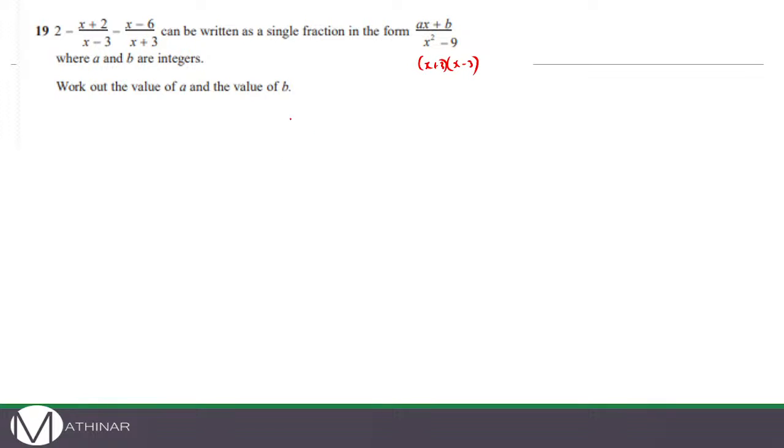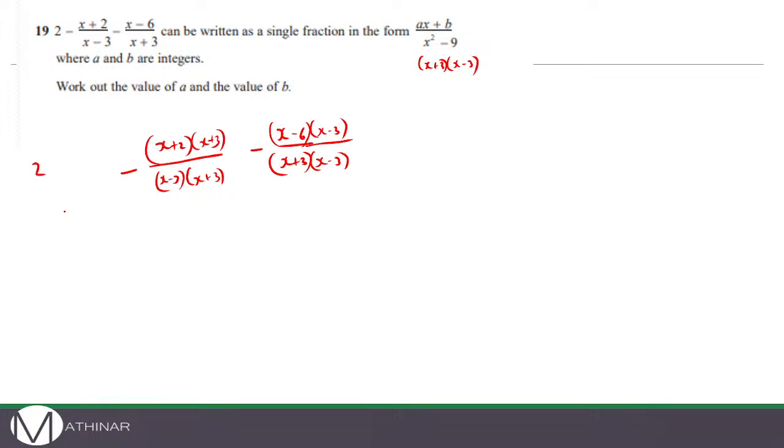If I start with the one on the right, right now I have x minus 6 over x plus 3. If I want this to be x plus 3, x minus 3, then I also need to multiply the top by x minus 3. Then in the middle I've got x plus 2 over x minus 3. If I want this denominator, I need to times it by an x plus 3. And I have a 2. Now if I need the denominator to be x plus 3, x minus 3, I need to times both the top and the bottom by x plus 3, x minus 3. Like that.